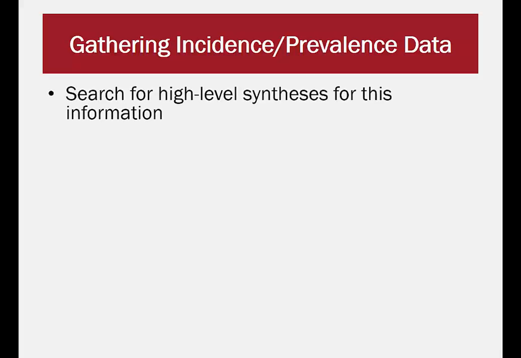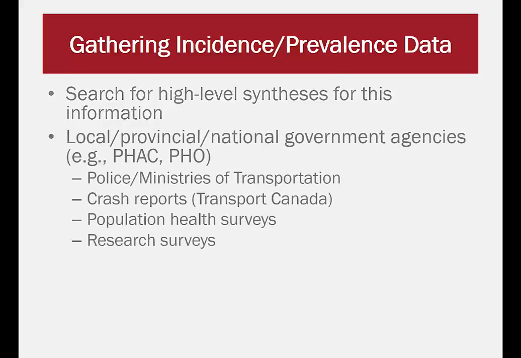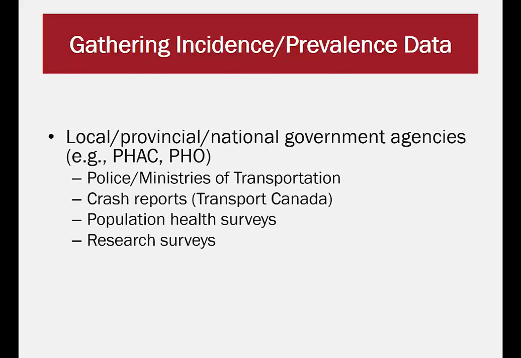The first step in interpreting this data is to search for credible high-level syntheses of this information. Local, provincial, and national agencies such as the Public Health Agency of Canada and Public Health Ontario house many of the reports that injury researchers are interested in. For more detailed information, such as information on a motor vehicle crash or on specific injury prevention behaviors like seatbelt use, you can access reports from places such as Transport Canada.